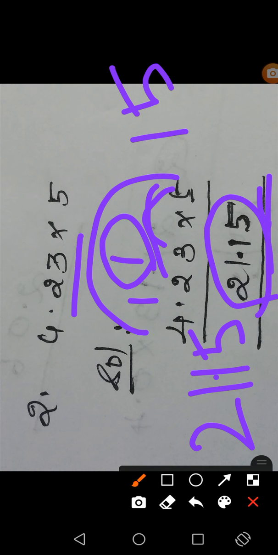So we find the product like this. Then in the given question, you check and count how many numbers are after the point, two numbers. So back to front you count and put the point. So that is how we get the solution.